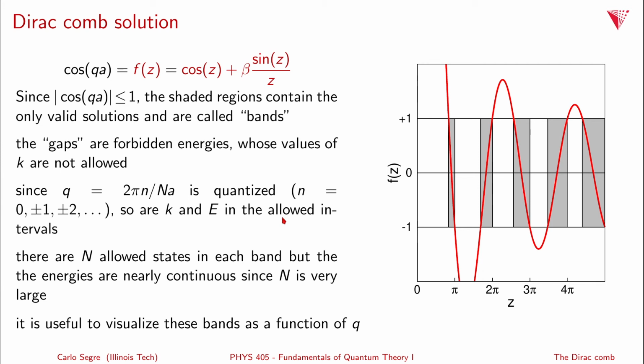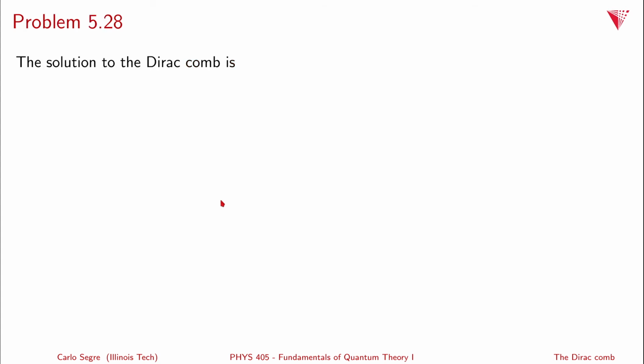So it's helpful to visualize these bands as a function of q. Right now we have a Z and f of Z, so we know what the solutions look like. But it'd be useful to see the energy as a function of q. Now, let's look at this one more time. k is the wave number of the free particle. In the solid, that wave number is modified. It's no longer k, it's q. It has a different behavior. And that's what we're going to look at now.